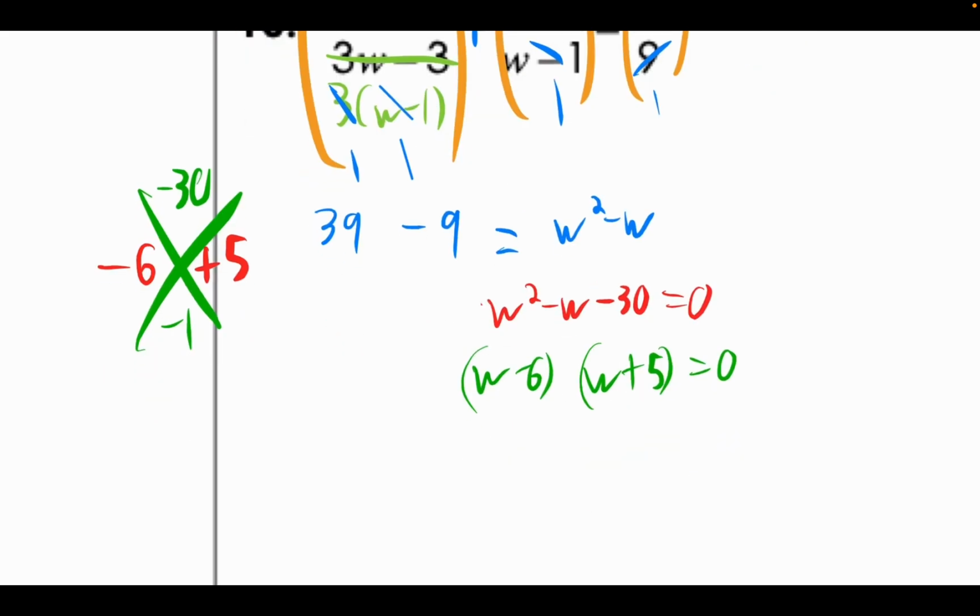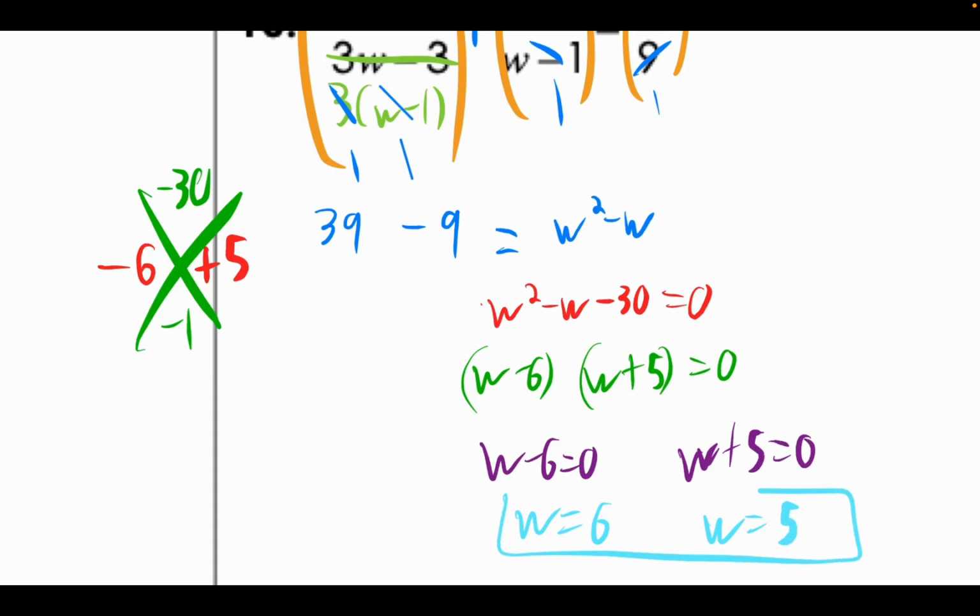Set each of these equal to 0, and I get w minus 6 equals 0, w plus 5 equals 0, and I solve each of these equations by adding 6 and subtracting 5 respectively, and I get w equals 6 and w equals negative 5, neither of which cause the denominator to be 0. So they're both valid solutions. Oh, negative 5, my apologies.